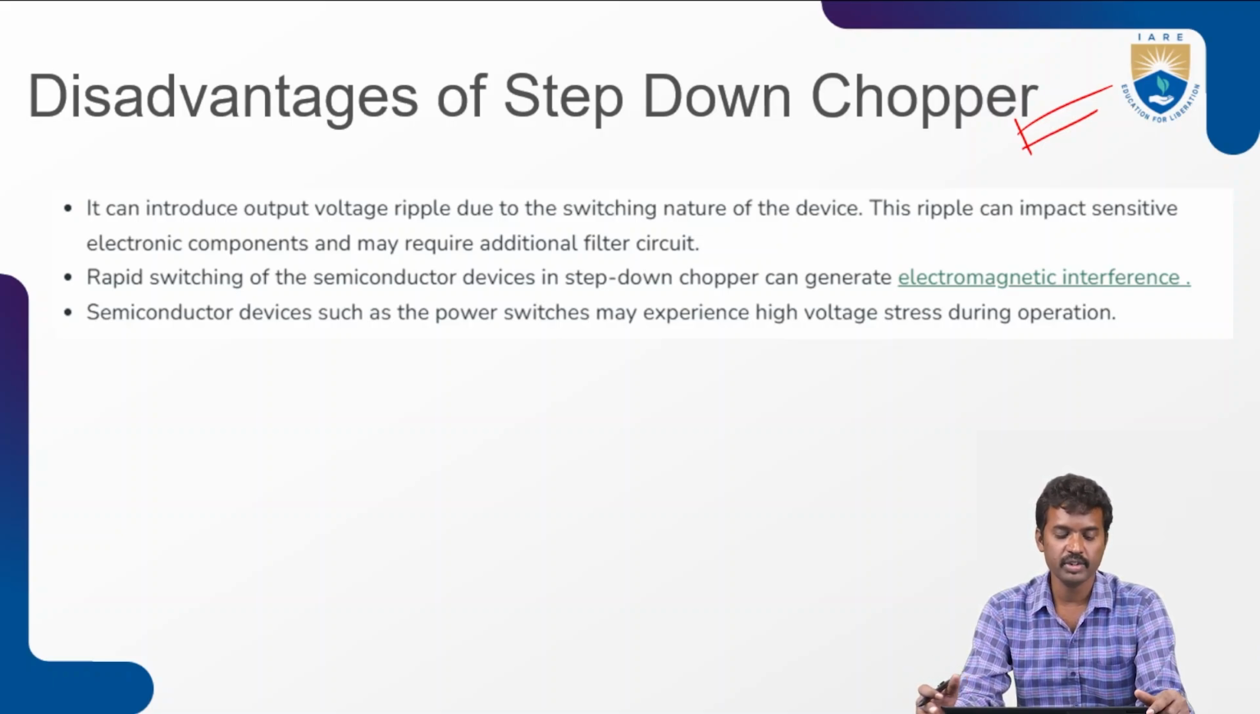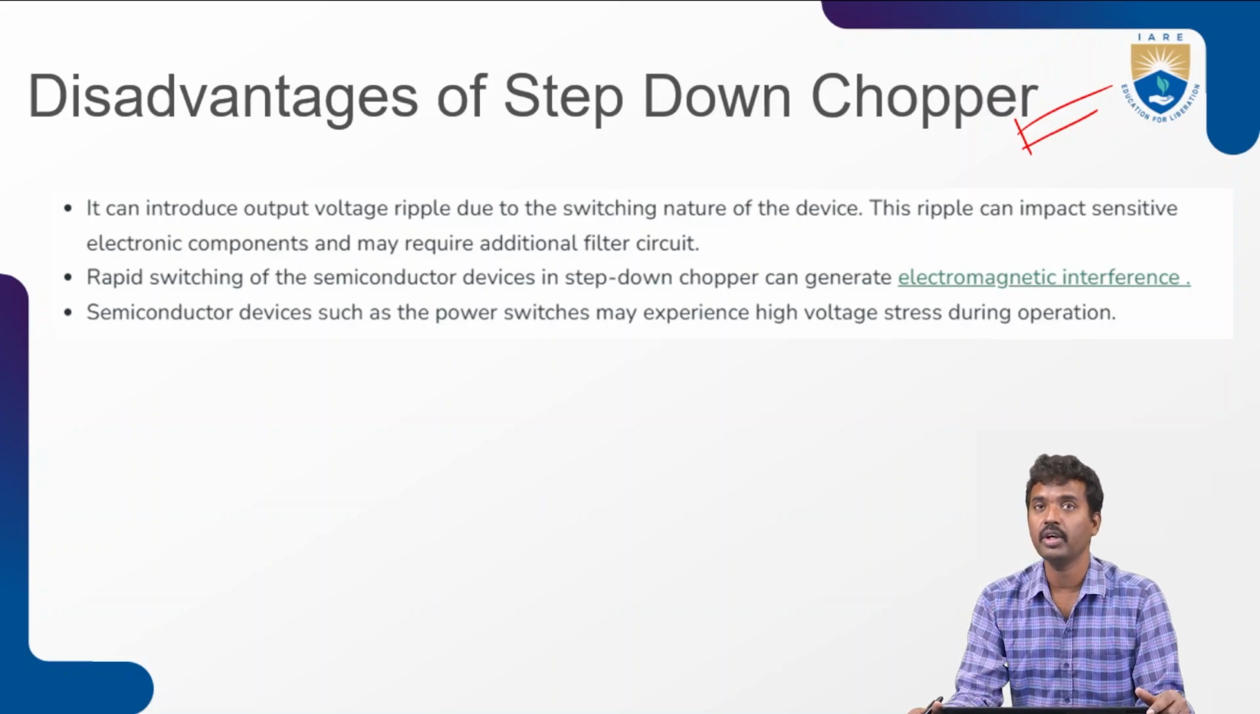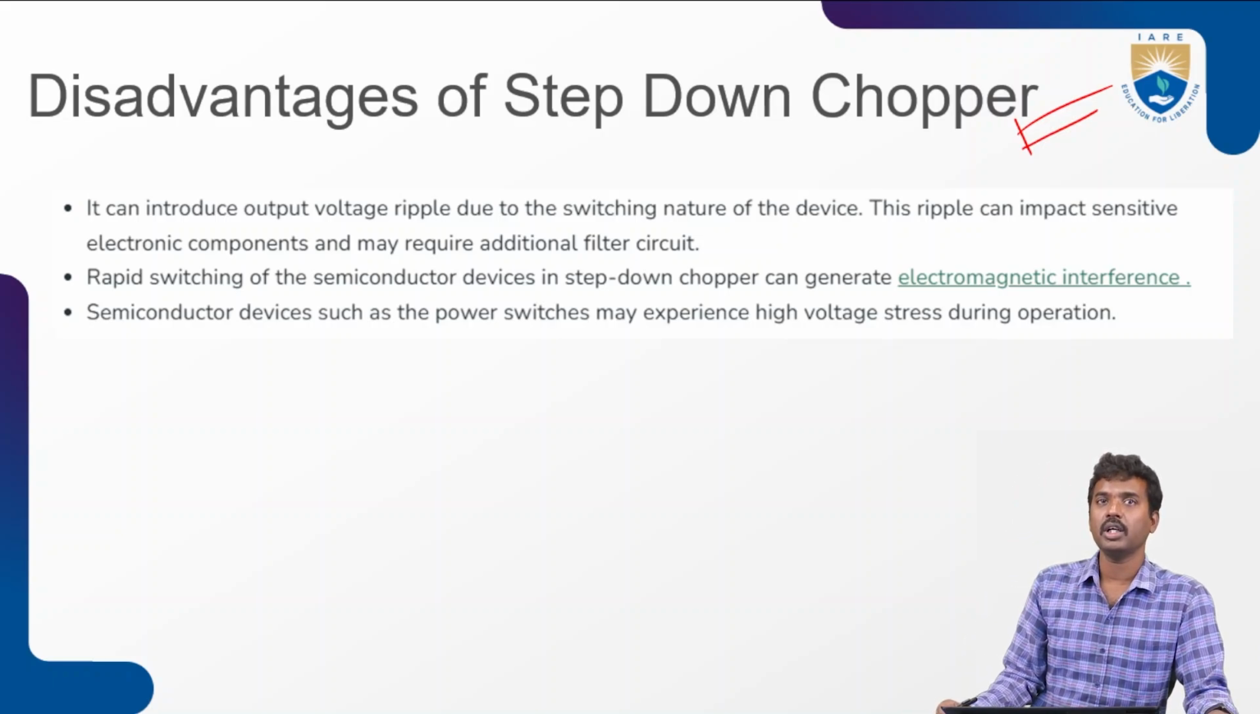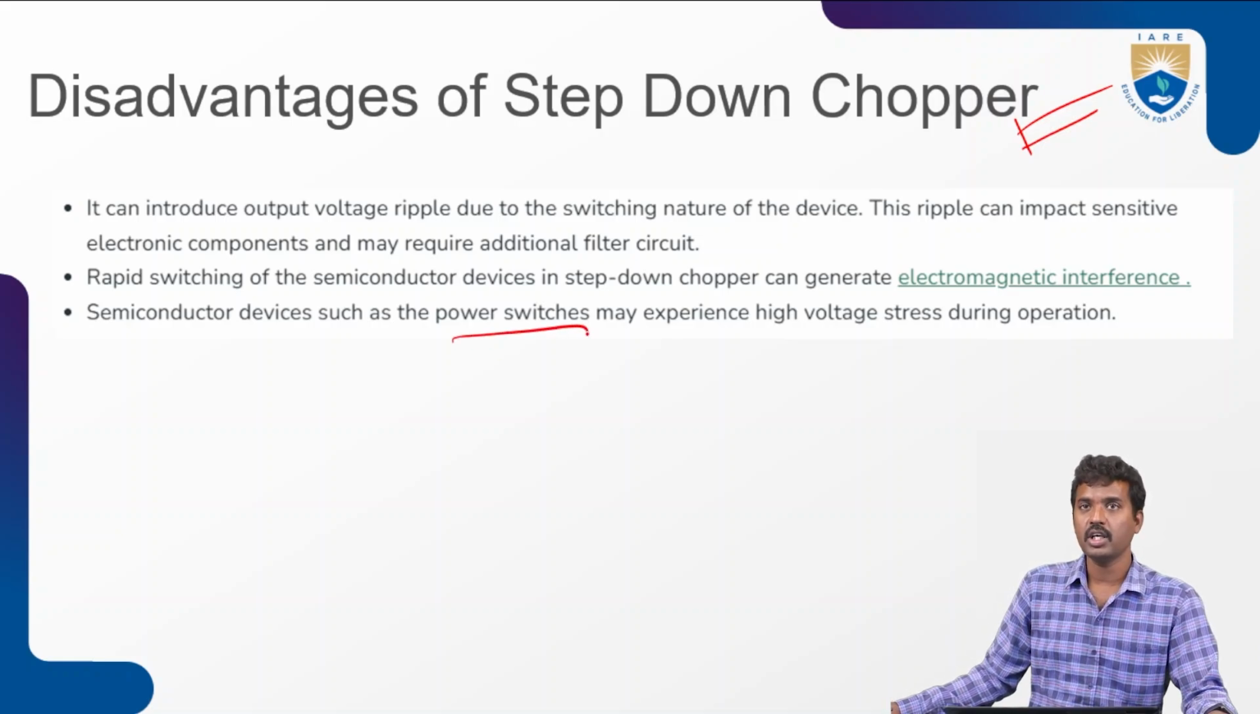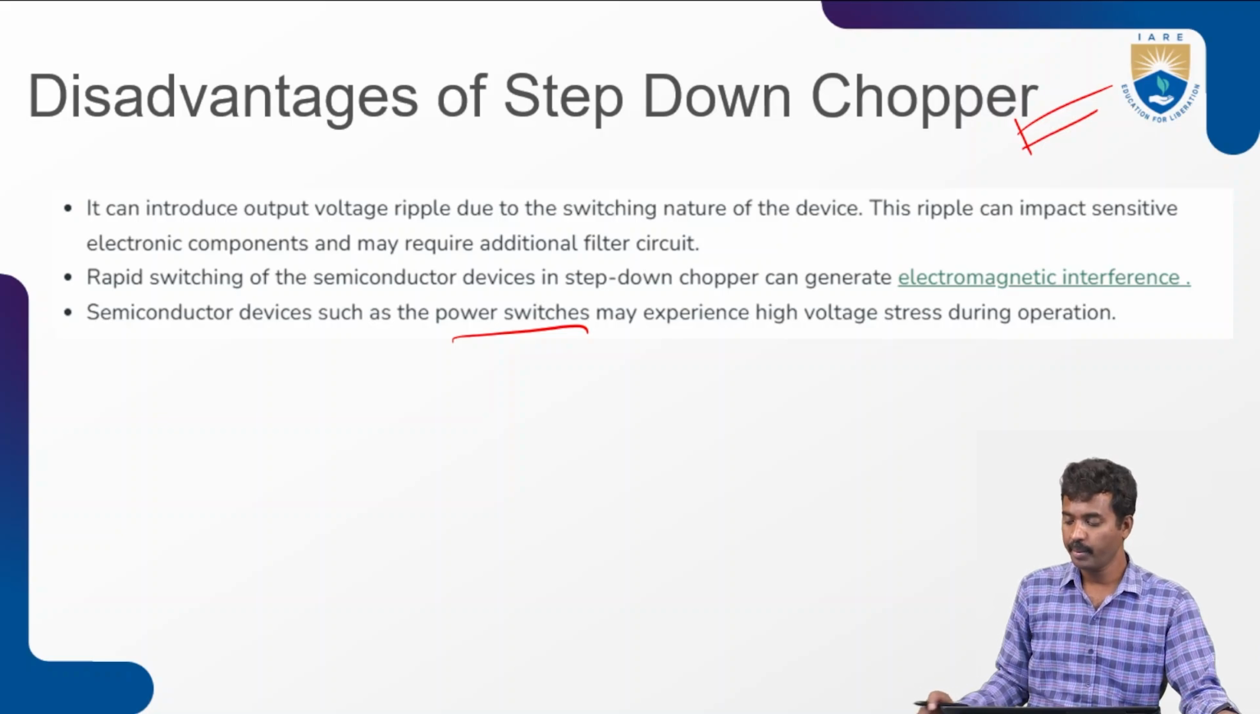And next, rapid switching of switching devices in the step down chopper can generate electromagnetic interference. And next, semiconductor devices such as power switches, IGBT, SCR, MOSFET may experience high voltage stress during operation.